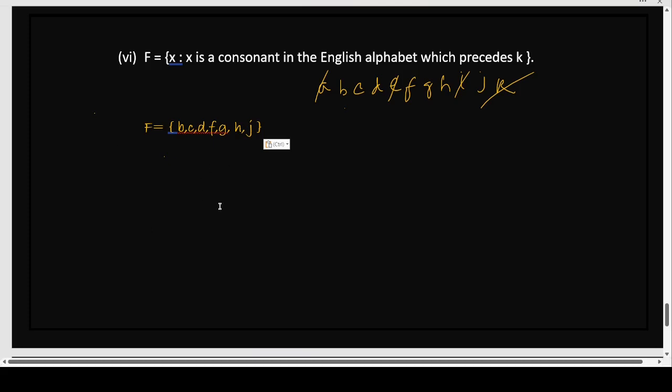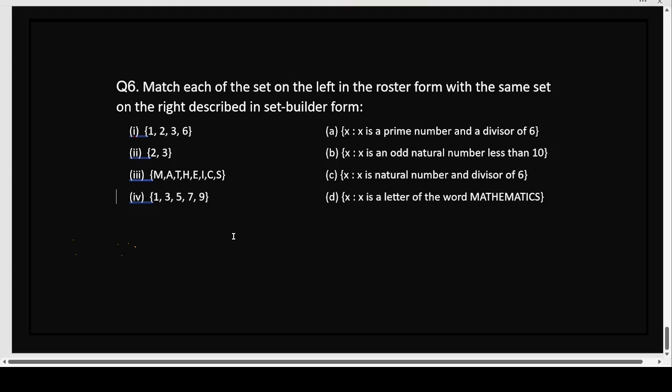So we'll move to the last question of the exercise. In question number 6, the last question, match each of the sets on the left in the roster form with the same set on the right described in set builder form. This is roster form and this is set builder form. You have to match them. So let us start with the first one. 1, 2, 3, 6.